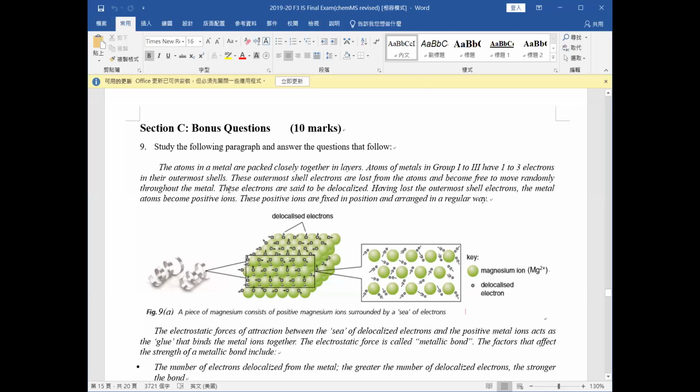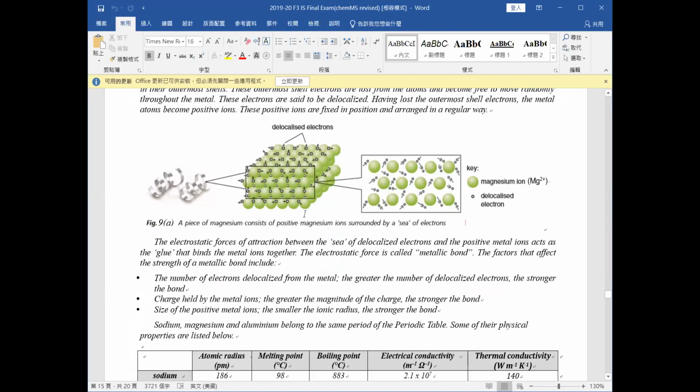The atoms in the metal are packed together in layers. Atoms of metals in group 1 to group 3 have 1 to 3 electrons in the outermost shell. These outermost shell electrons are lost from the atoms and become free to move randomly through the metal, and they are said to be delocalized. Having lost the outermost shell electrons, the metallic atoms become positive ions, and they are held in fixed positions arranged in a regular way, like this.